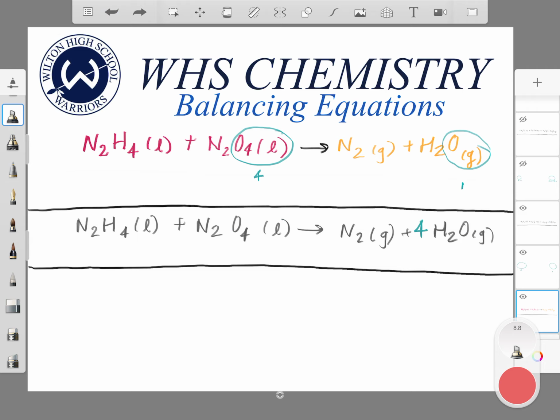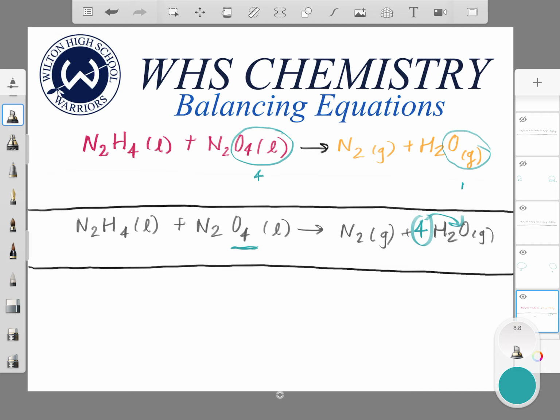So we can then write a 4 in front of H2O because that would make 4 oxygens. And then we have 4 here, and we have 4 here. So that is now good. We have the same number on both sides.